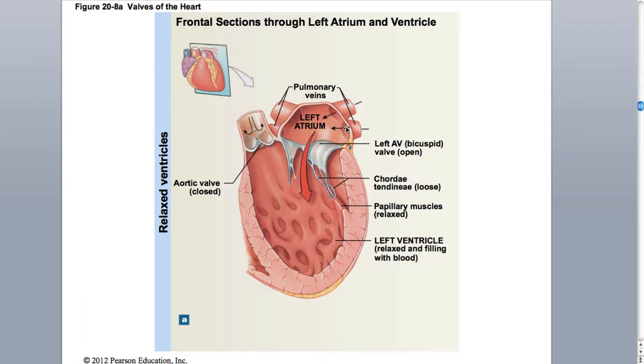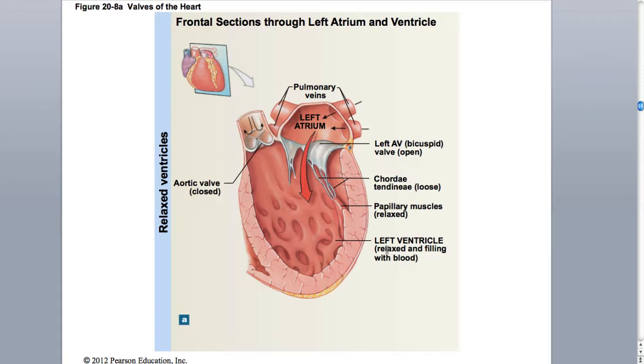So when the atria contract, we get the blood to move in. And as the atria contract, what happens to our AV valve on the left, which is called the bicuspid valve? It opens. Remember, a pressure gradient. When I squeeze, I have higher pressure here, less pressure here. That causes the gate, in this case the valve, to open. That allows the chordae tendineae to loosen up. The papillary muscles also relax and allow the blood to move in.